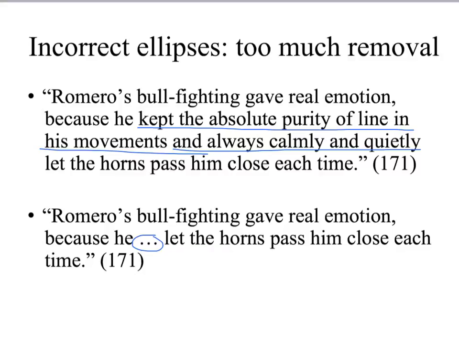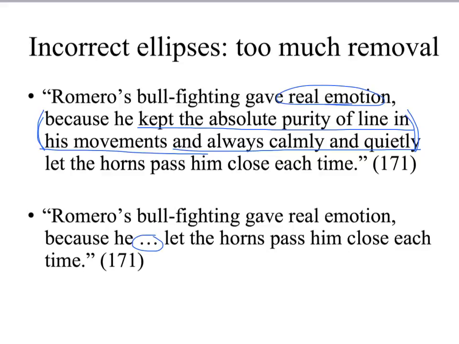let the horns pass him close each time. That quote sounds fine. His bullfighting is very exciting because each time the bull passes very close to him. But what we miss out on is what that actually entails, that he's keeping his movements calm, purity of line, meaning he's not moving quickly or abruptly or jerking around, that everything about the way he does this is almost like a dance with the animal. This description right here is absolutely essential to understanding why Romero's bullfighting has such real emotion in it. And when we take it out with the ellipses, what we've actually done is removed the heart of that quote. We've removed the thing of that quote that made it so important, that gave us so much information.